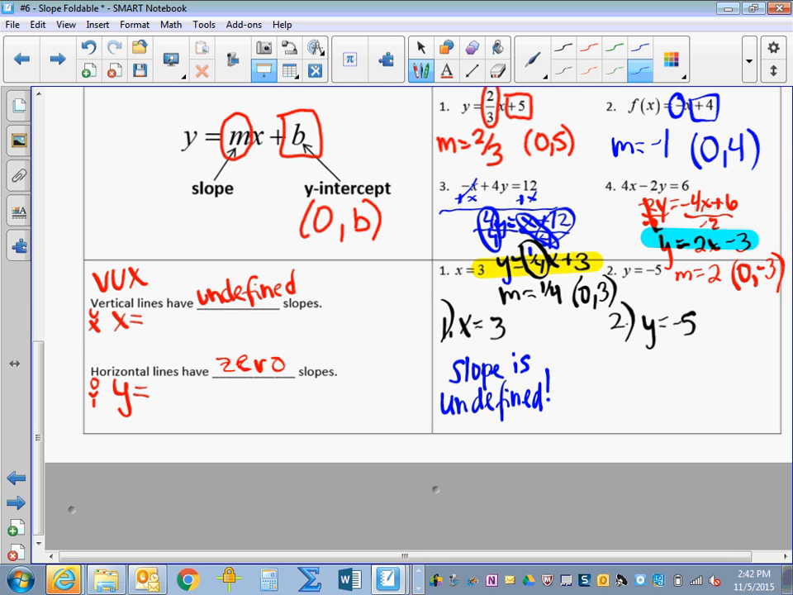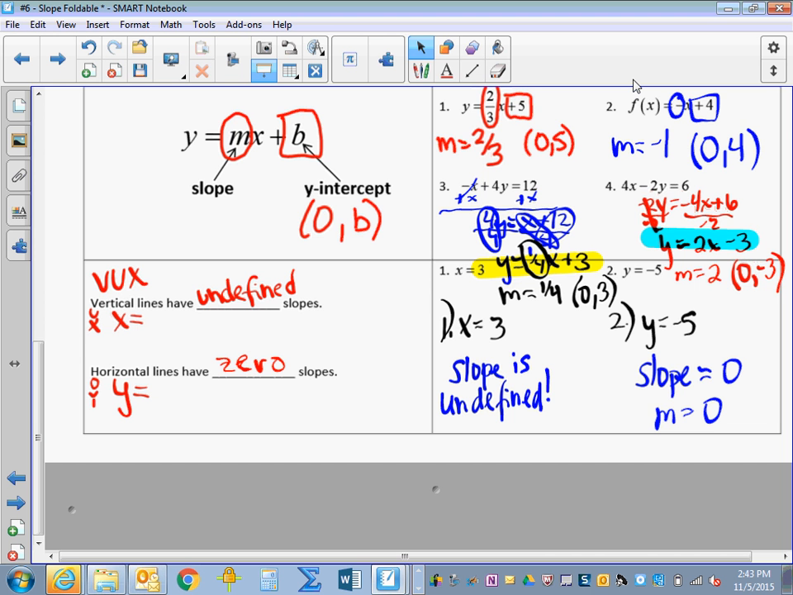Good. All right, number 2, is that going to be a horizontal or vertical line? Horizontal, good. And what's my slope there? Good. So slope is 0. Or you could say m equals 0. Questions on that? Okay.